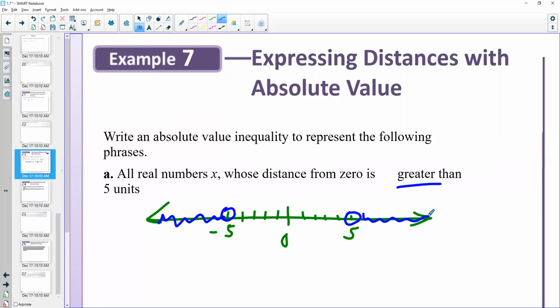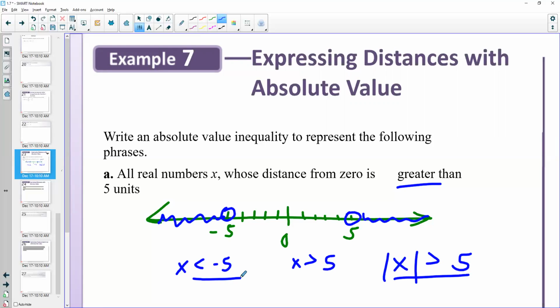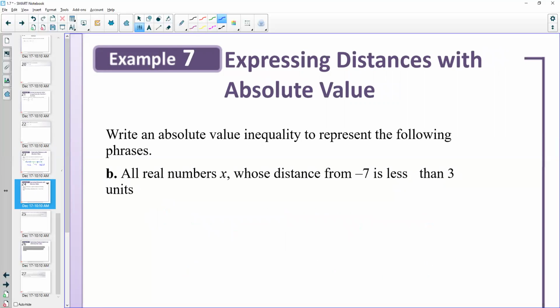Okay, so really I have x is less than negative 5, and I have x is greater than 5. Well, what absolute value inequality does that fit? Really, it fits the absolute value of x is greater than 5, right? Because if I had to solve that, I would keep the one I have and then flip for the second inequality and make it negative. That's what that would look like. Try another. All real numbers whose distance from negative 7 is less than 3 units.